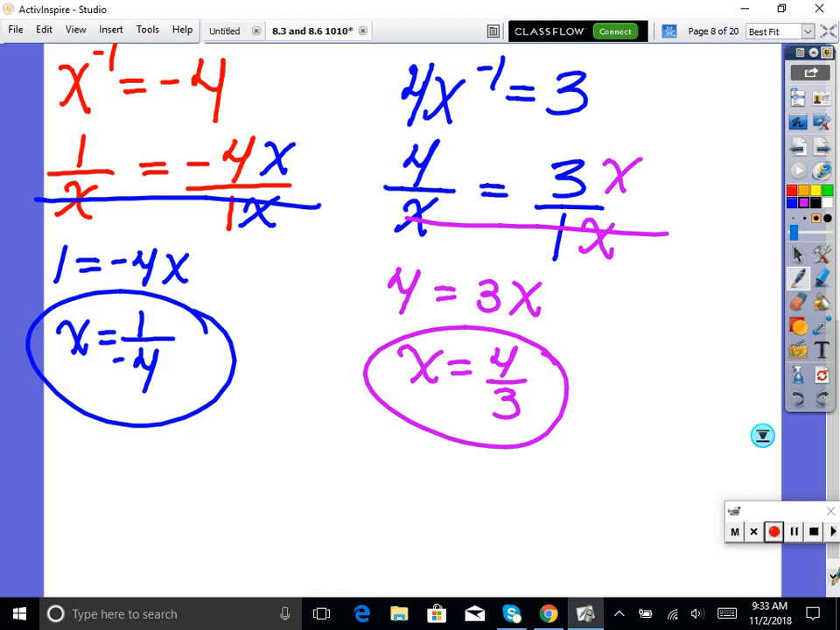Pretty easy stuff overall. It's not new to us. It's just continuing onwards, actually solving.